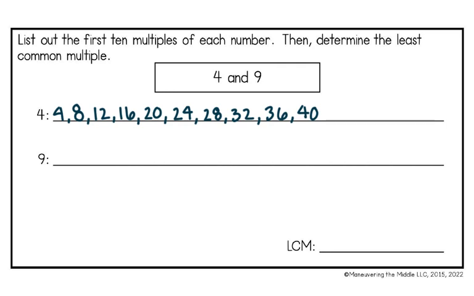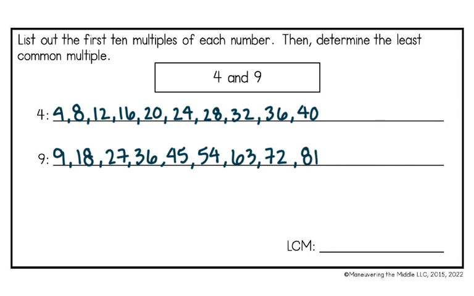Okay, so now let's look at the multiples of 9. 1 times 9 is 9. 9 times 2 is 18. 9 times 3 is 27. 9 times 4 is 36. 9 times 5 is 45. 9 times 6 is 54. 9 times 7 is 63. 9 times 8 is 72. 9 times 9 is 81. And 9 times 10 is 90.